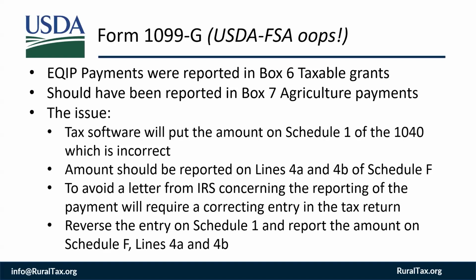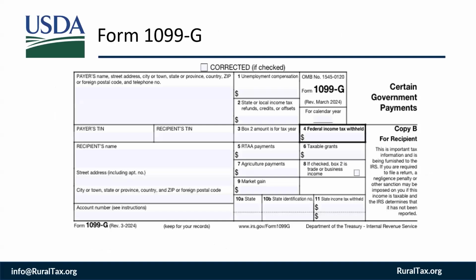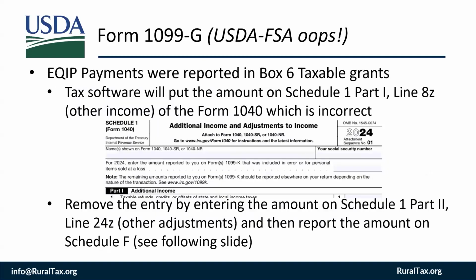Now, let me explain how that works. So here's the 1099-G. You'll notice that box 6 is taxable grants. That's where they're going to find it. It should be in box 7. Not sure if the USDA is going to fix it. We're down now to just 15 more days in the tax year. Unless you file for an extension, more than likely you're going to have to fix it on that tax return.